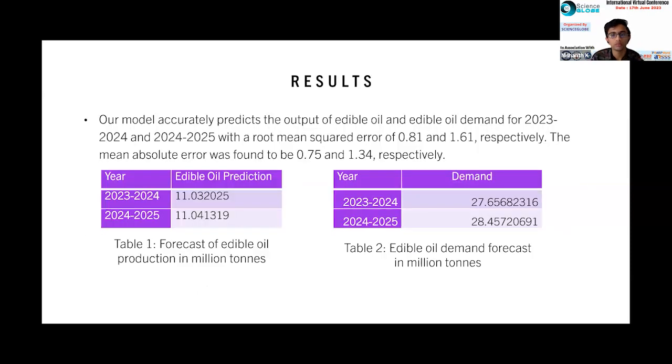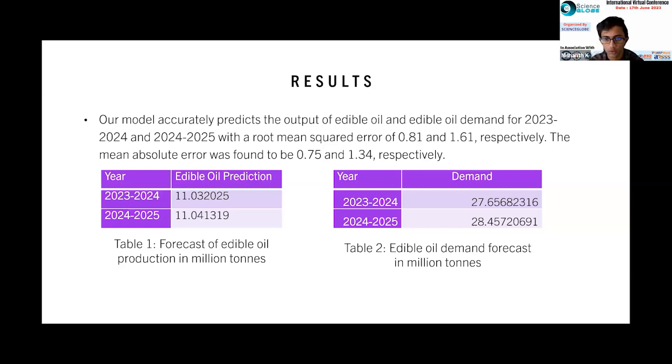Yeah, and the results of our model. First, coming to the edible oil part, we forecasted the edible oil for 2023 to 2024 and 2024 to 2025, and the values are in million tons. Our model predicted the edible oil outputs with a root mean squared error of 0.81, and edible oil demand with a root mean squared error of 1.61, and the mean absolute error is 0.75 for edible oil and 1.34 for edible oil demand. And the table shows the values for the edible oil.